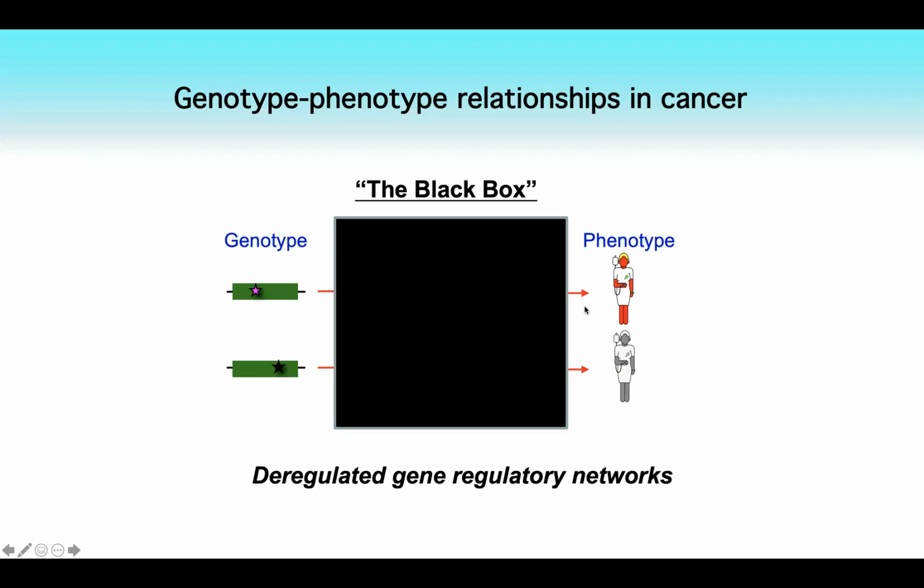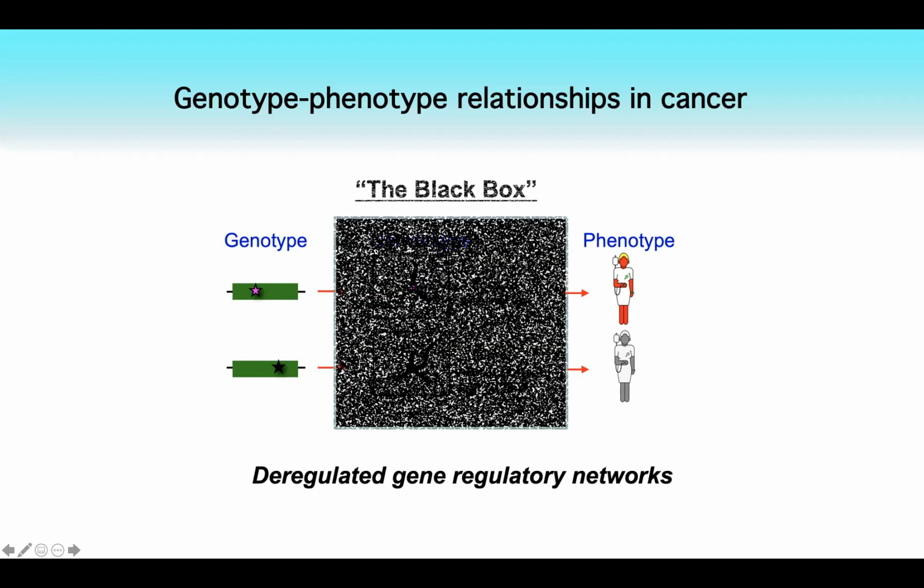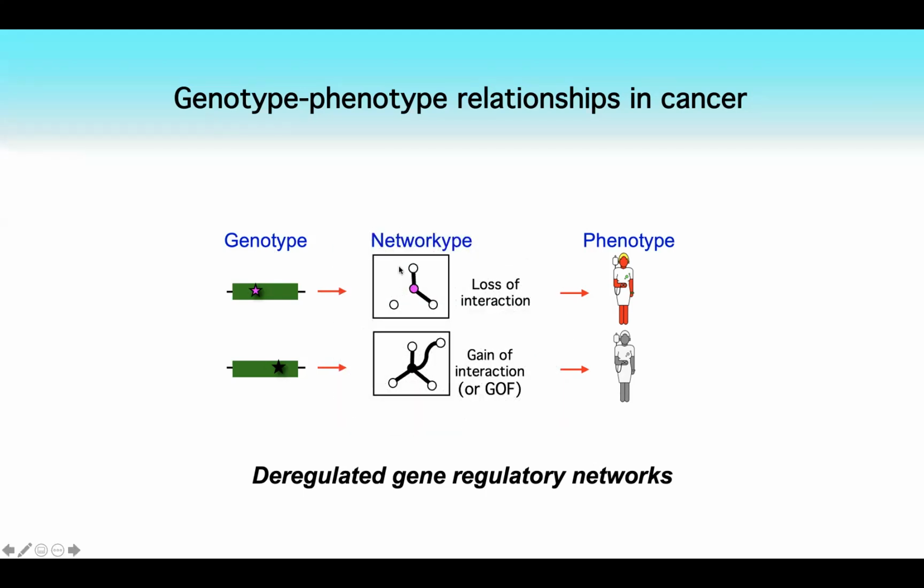This leads to a fundamental question about genotype-phenotype relationships in cancer, as we are interested as a whole community to interpret different genotypes in order to reveal their functions and link them to phenotypes in health and disease. So apparently there is a black box. In order to uncover this black box and to make sense of the large number of genotypes or mutations, we are proposing a network-based approach, the so-called network type.